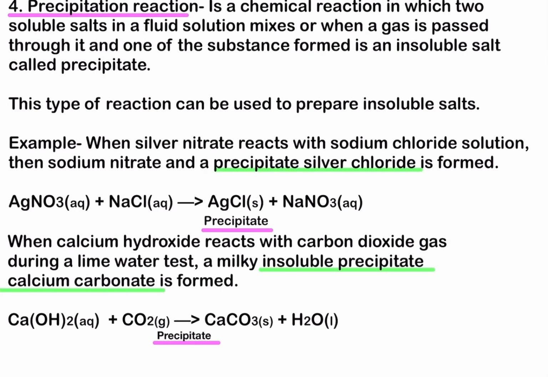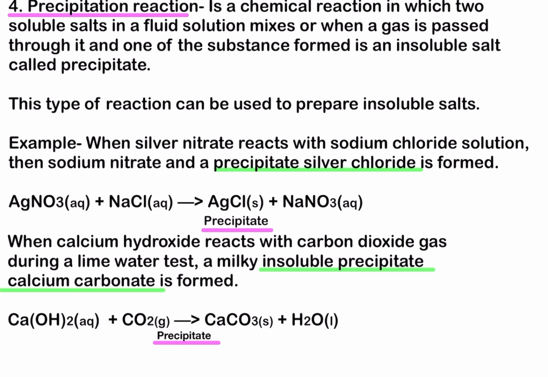Number 4, precipitation reaction. A precipitation reaction is a chemical reaction in which two soluble salts in a fluid solution mix, or when a gas is passed through it, and one of the substances formed is an insoluble salt called a precipitate. So whenever reactions occur between two soluble salts or solutions, an insoluble substance is formed. That insoluble substance is called a precipitate. This type of reaction we call a precipitation reaction.